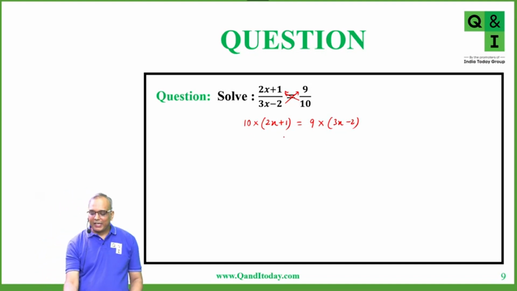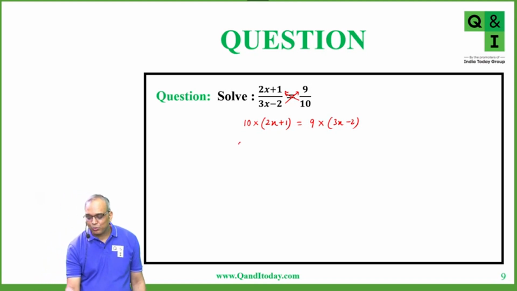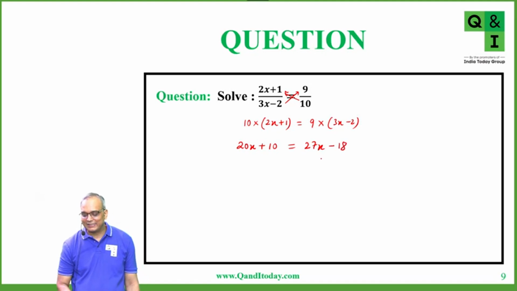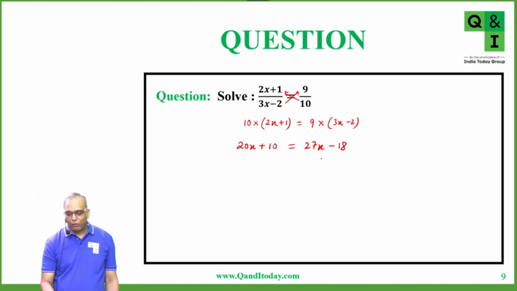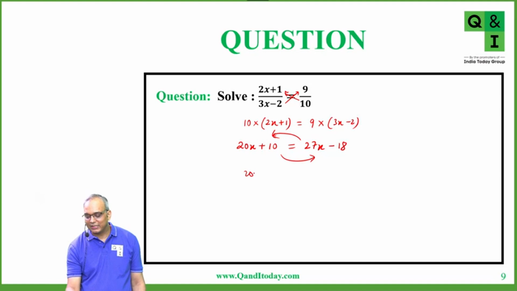Very good. Now what we do is we will take 10 inside the bracket by the distributive property. So 10 times 2x will become 20x, plus 10 into 1 will become 10. 9 times 3x is 27x. 9 into minus 2 is minus 18. Now what we do is we bring the variables on one side and the constants on the other side. We'll transpose this.